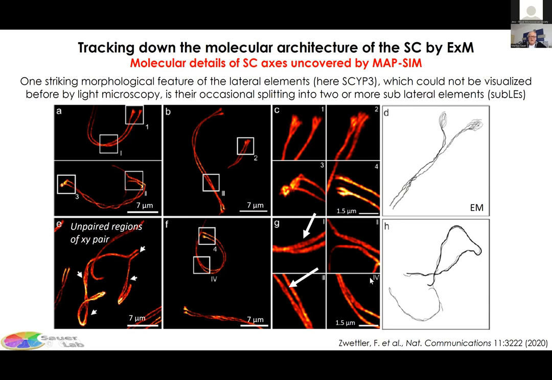So why can we visualize them? We think the reason is because we use post-expansion labeling. In principle, this demonstrates that after expansion, there are more epitopes accessible. And exactly for the splitting of these lateral elements into sublateral elements, if the splitting is only 10, 15 nanometers, no antibody can bind in between in an unexpanded state. But upon expansion, antibodies can bind, and therefore you are able to resolve also those sublateral filaments or the fraying of these lateral filaments at the end.